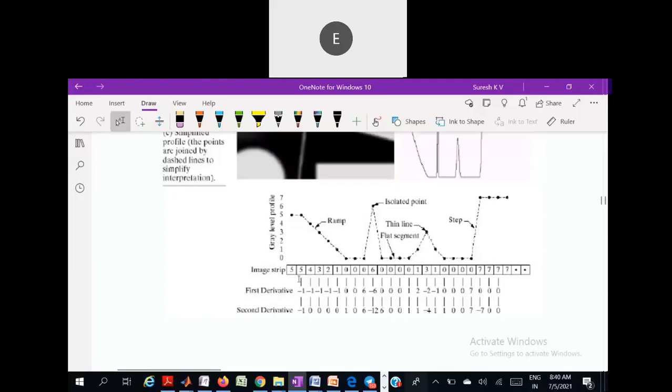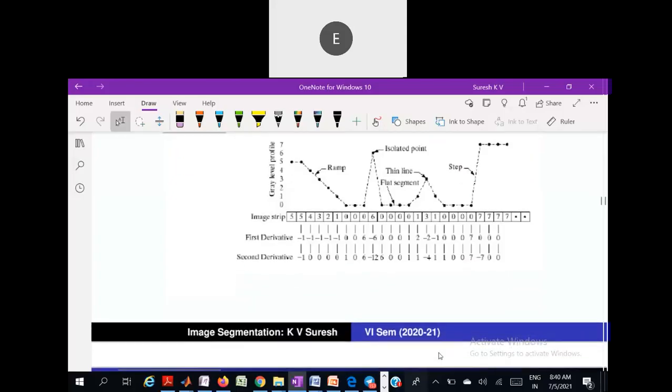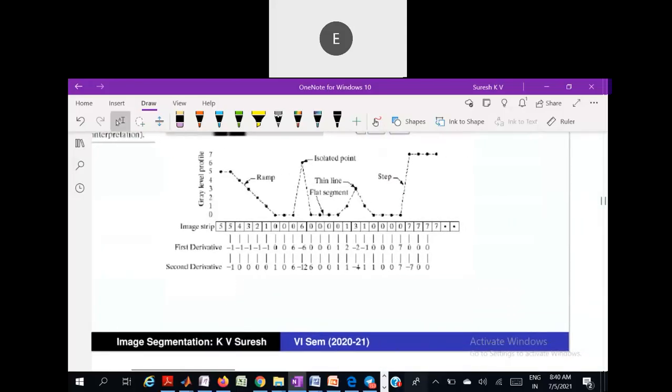Now coming to second order derivative, this is where the ramp is starting. The point at which the ramp is starting, it is non-zero. This is where the ramp is ending. The point at which the ramp is ending, it is non-zero. Whereas during the ramp region, the second order derivative is 0. Because all of you know, this is not a difficult thing to understand.